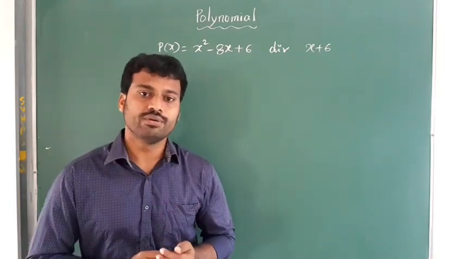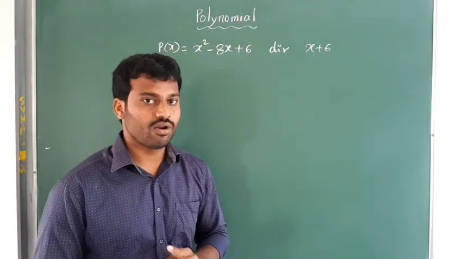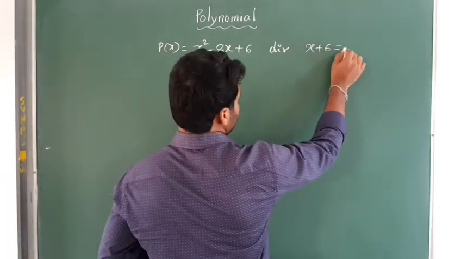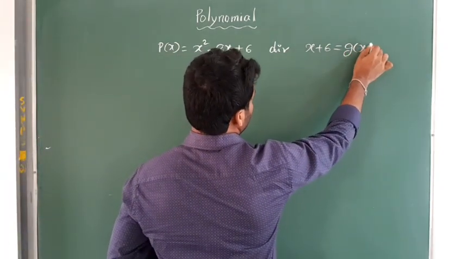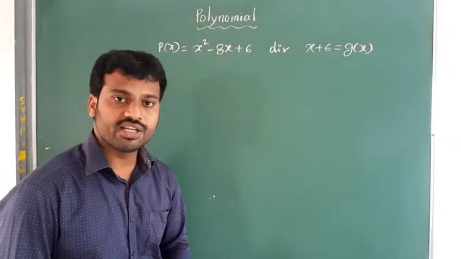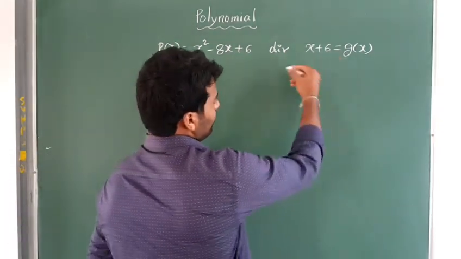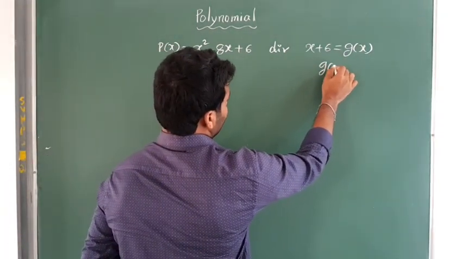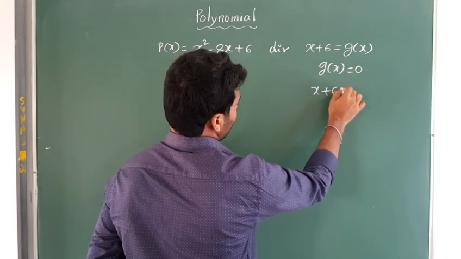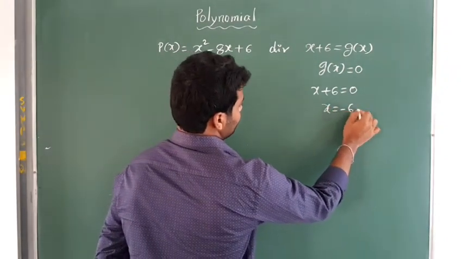First thing, you should find the zero of this linear polynomial. Already I have taken p of x, so we can take this one as g of x, no problem. If you want to find the zero of this polynomial, directly you can equate g of x to 0. Then x plus 6 is equal to 0, then x value is minus 6.